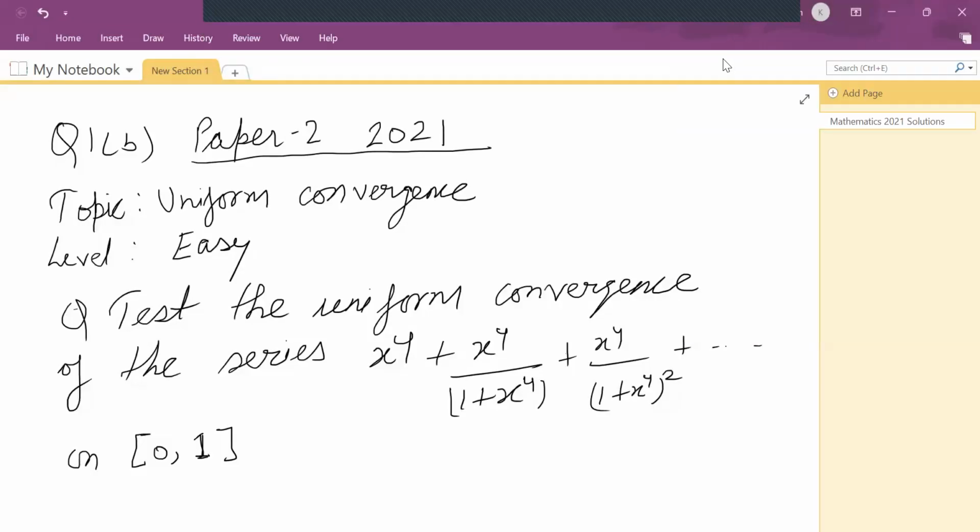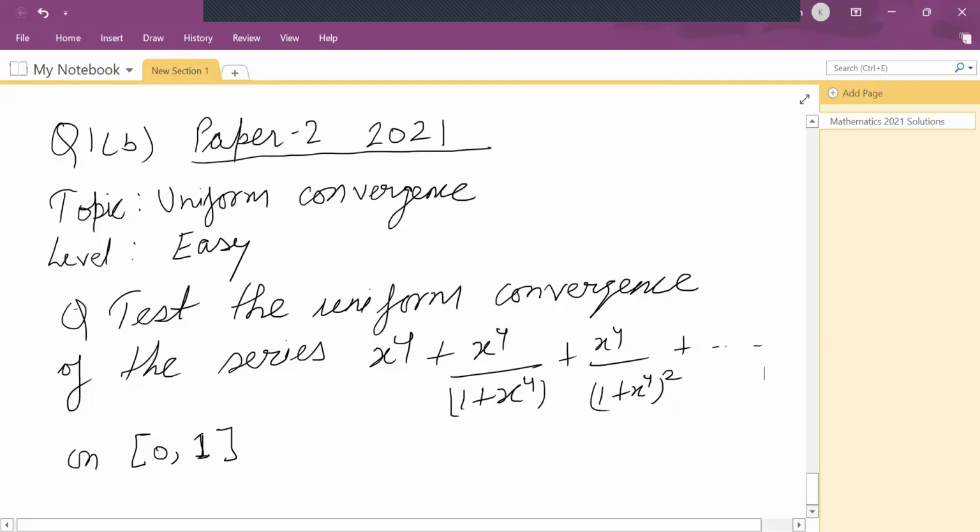So hello everyone. We will discuss today the 10-marker question that came in this year's mathematics paper. The topic is uniform convergence. The question was very easy. The question is asking you to test the uniform convergence of the given series. So we will discuss the two methods from which this 10-marker can be done.